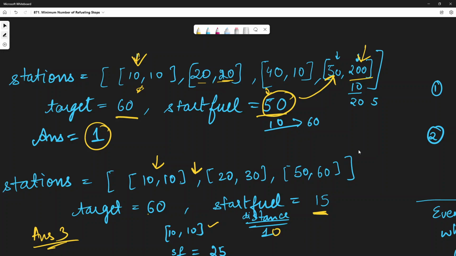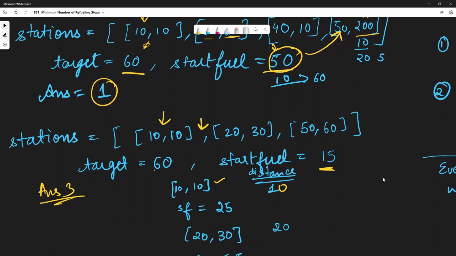Here this example is directly about stating that if our start fuel is sufficient enough to reach that particular position where we get the maximum fuel, like here we are getting the maximum 200, so then at that position we can directly reach, and thus our answer would be directly 1. So that's the thing I wanted to explain from this example.